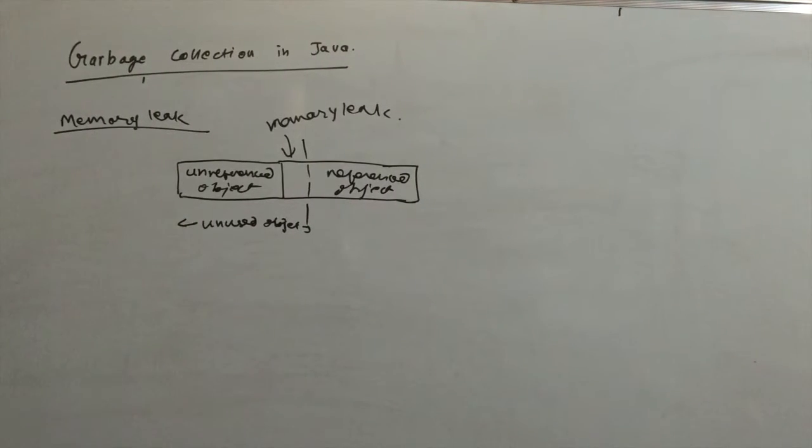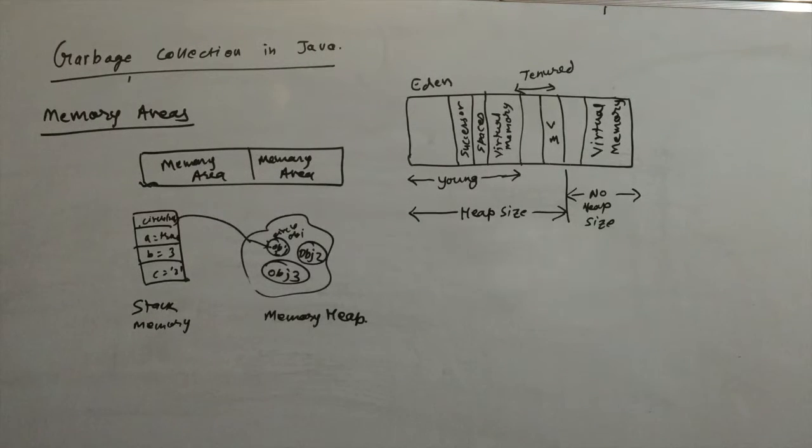A memory leak in Java is a situation where the garbage collector cannot remove some objects because it cannot recognize that these objects are unused or unreferenced. In Java, we have two memory areas. These memory areas are different because Java decides where to store different data from the program depending on the use of the data.